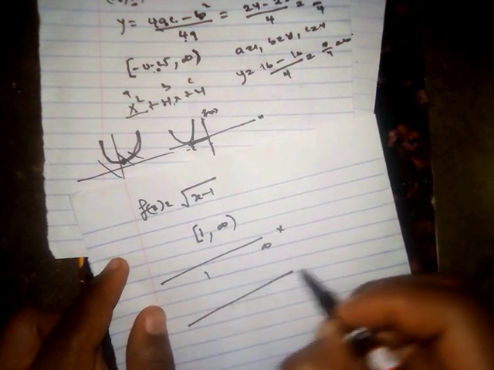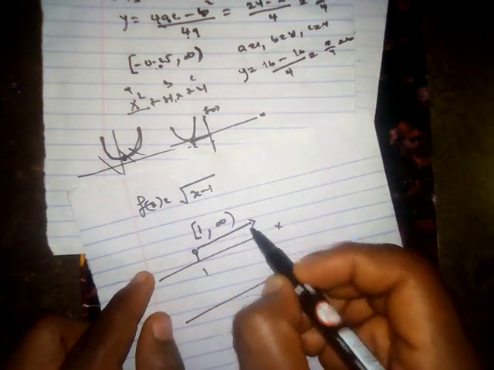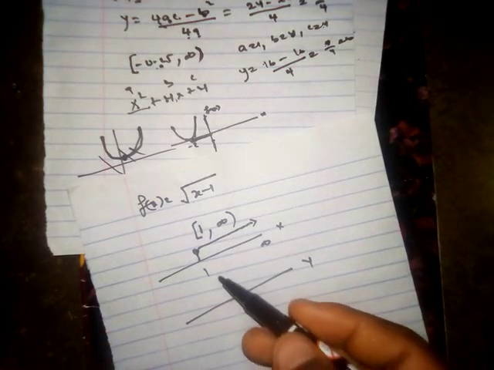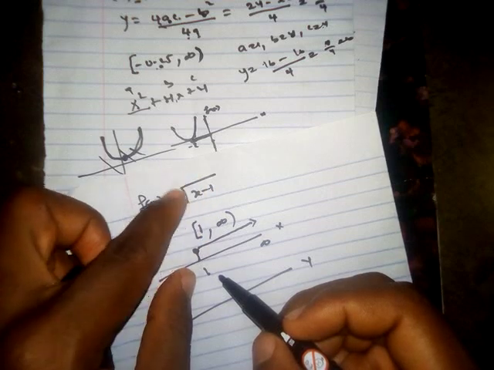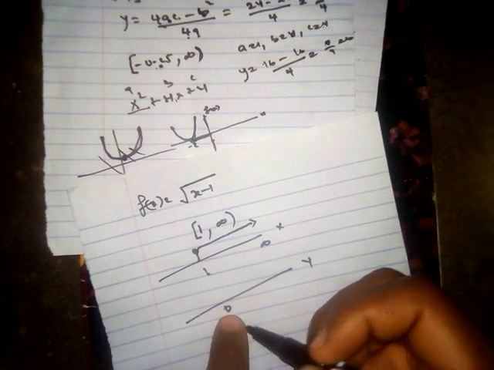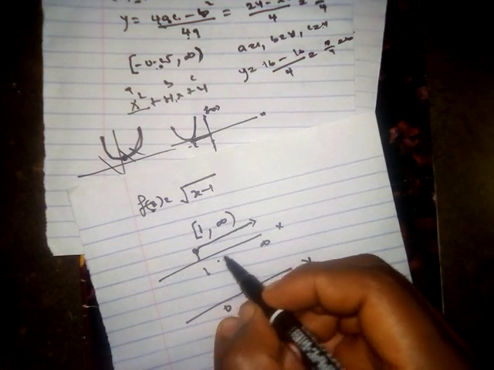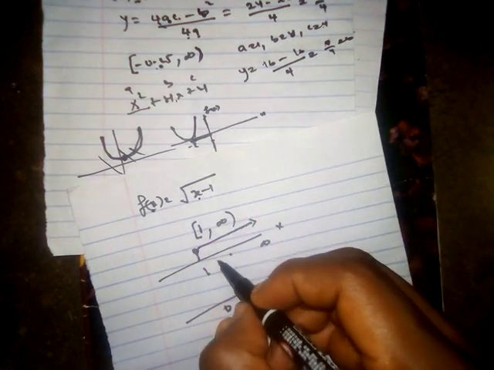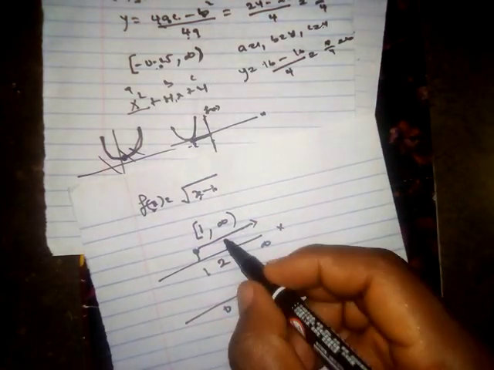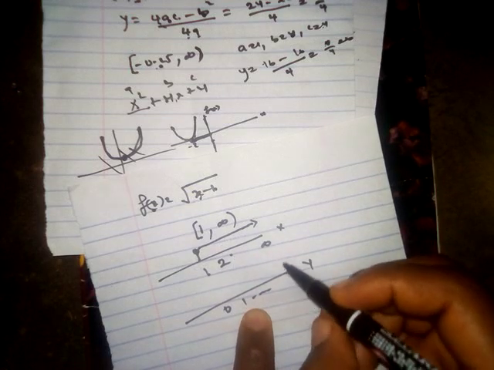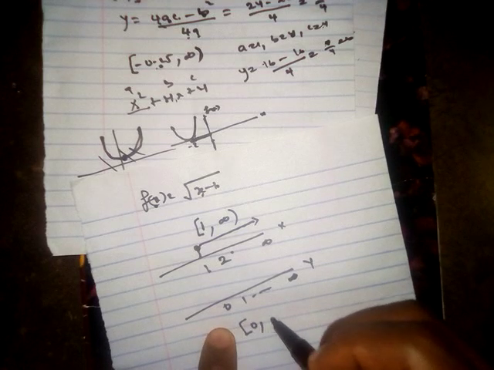Now let's see the range. Remember that the range is actually those outputs given the input. So if I input 1 here, I have 1 minus 1 to be 0, and the square root of 0 is 0. That is the output. If I input 2, 2 minus 1 is 1, so the square root of 1 will give me 1. If I keep inputting positive values, I keep having a corresponding positive value. So this goes to infinity. Therefore the range of this function is from 0 to infinity.